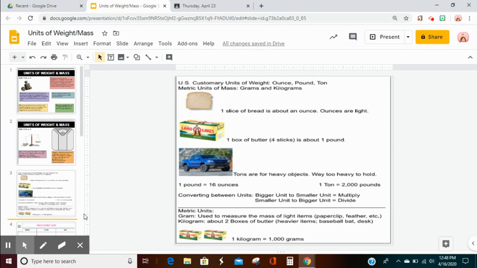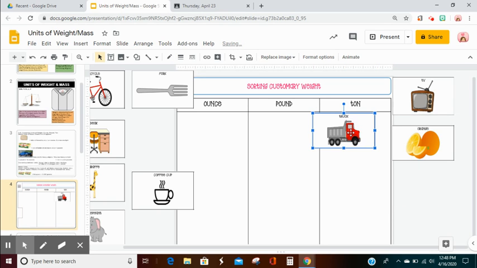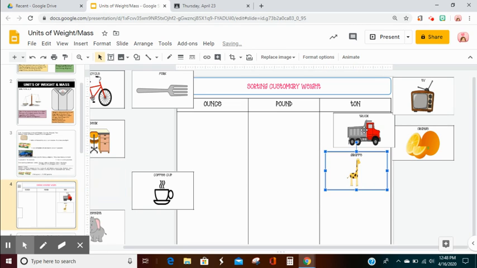All right, we're going to practice with a sort for U.S. customary units, ounce, pound, and ton. To me, ton is easy to get out of the way first because we know it's going to be too heavy to hold. So a dump truck, a giraffe, and an elephant.